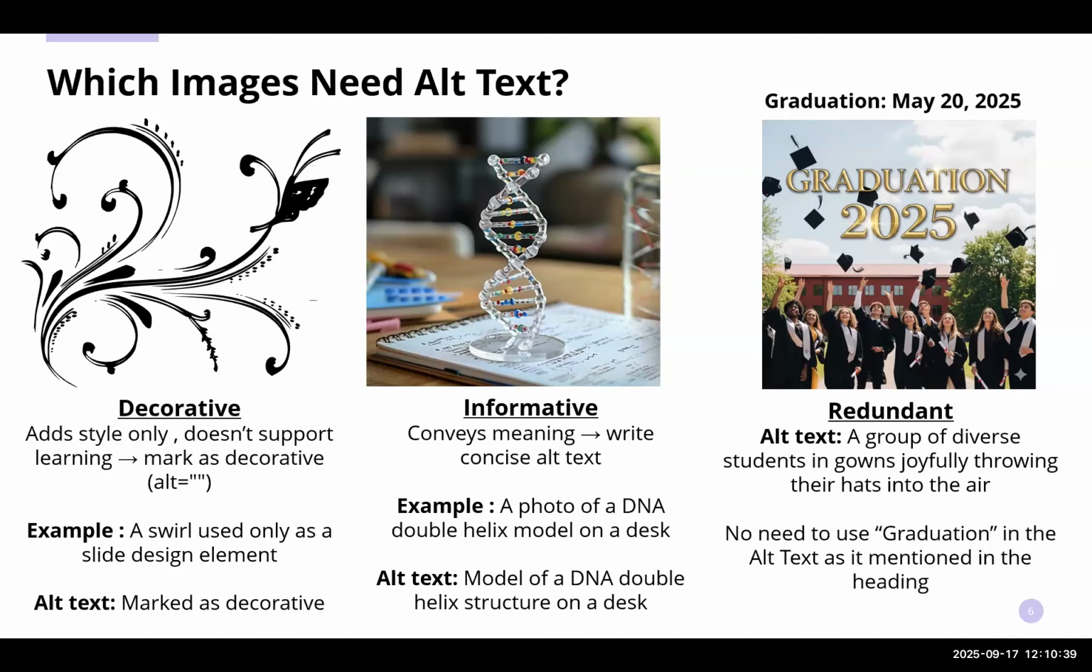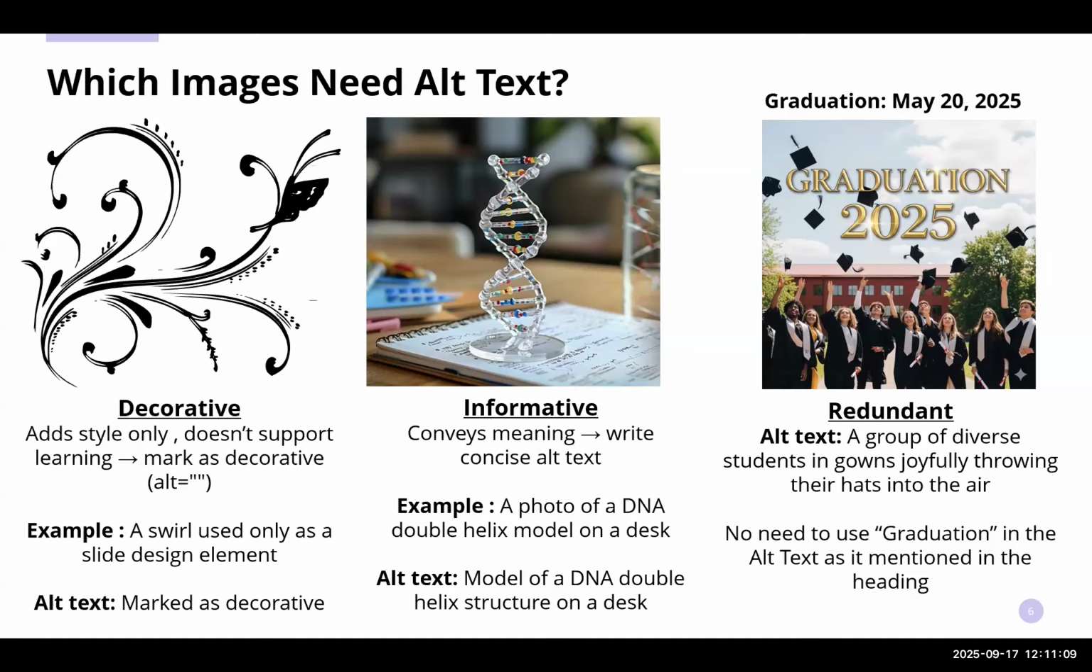Then we have redundant images. These are visuals that repeat information that might be there in a textual or written format. For example, if you look at the picture here, along with that, we also have a text that says graduation 2025. Now it could be the heading of an article or anything.